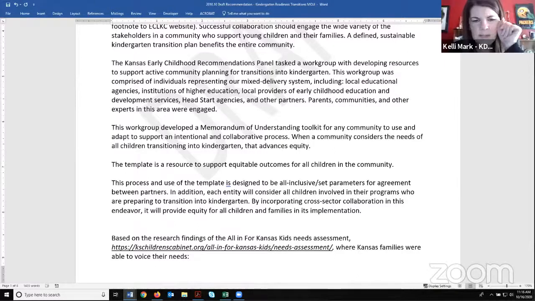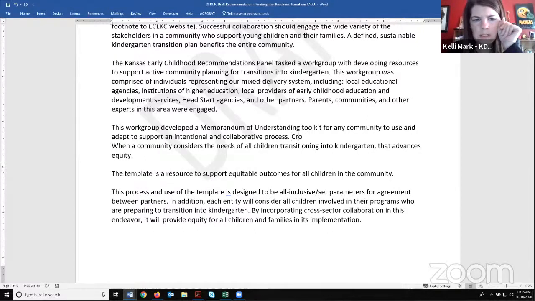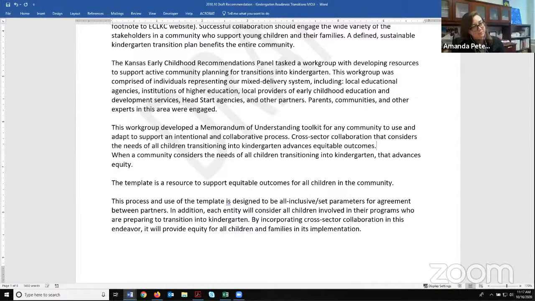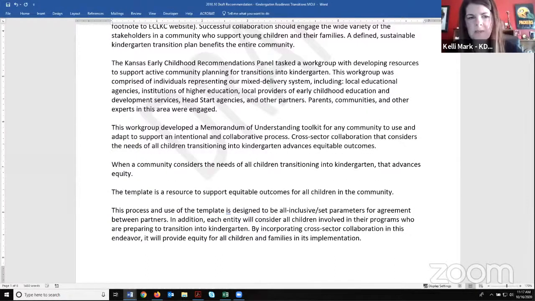What if we said cross-sector collaboration that considers the needs of all children transitioning into kindergarten ensures equitable outcomes. That sounds better. Did that get it, Kelly? I think that gets it for me, and it kind of captures everything that's below it, except for the process and use of the template it's designed to be. We still need to work on that sentence, but I think in addition below, we can take out all of that now.